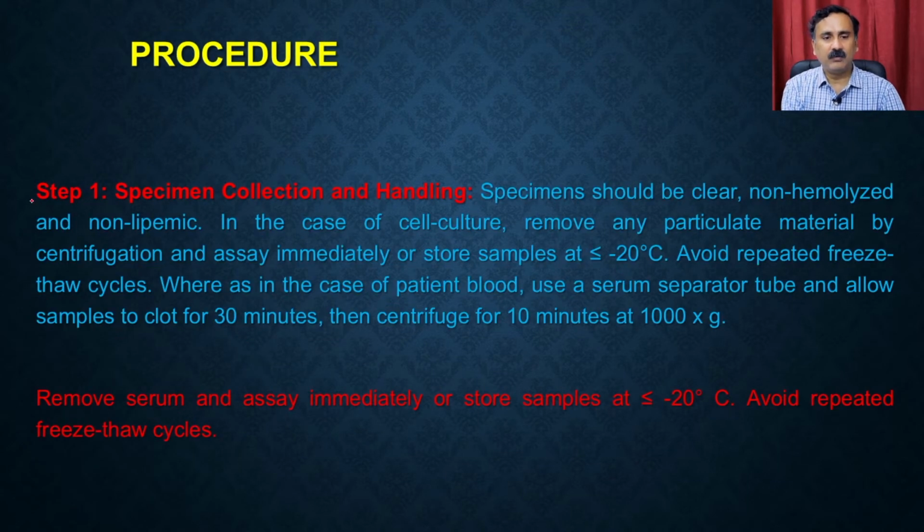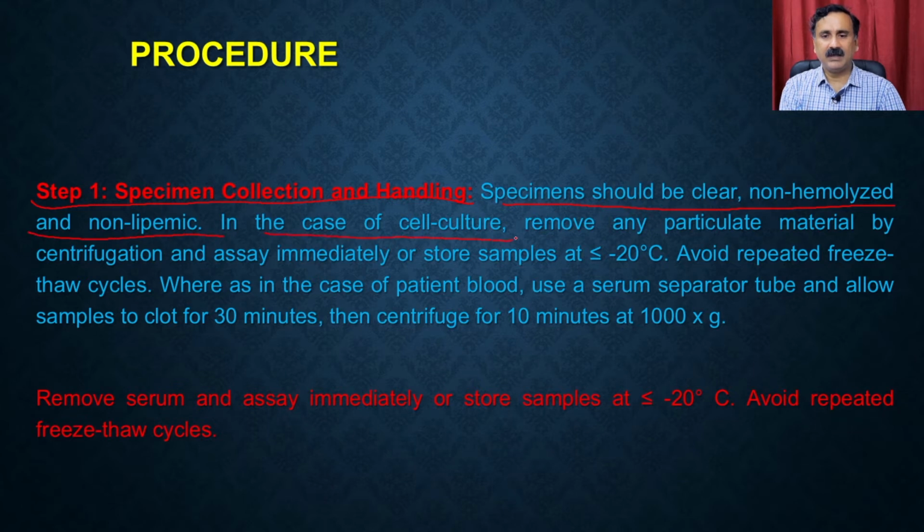For the procedure, you first collect the specimen. A specimen could be of different types. It could be tissue, it could be blood, it could be biological fluids, right? Or it could be cells also. Depending on the cell or the tissue, you can prepare different types of procedures. A specimen should be clear, non-hemolyzed and non-lipidemic.